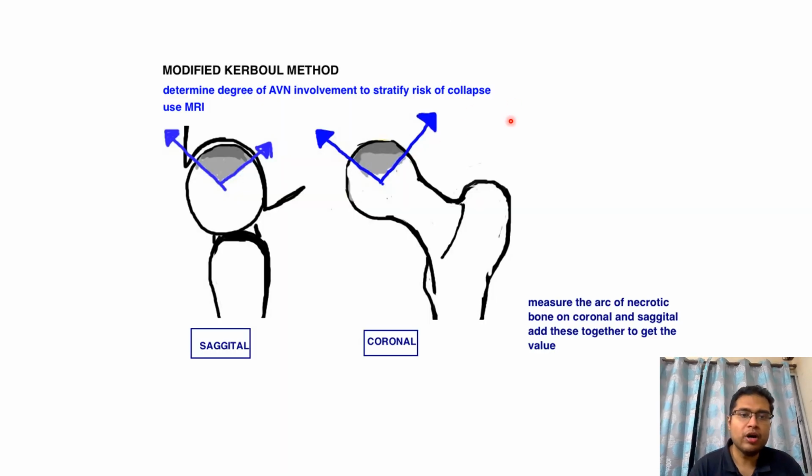Now coming to the modified Kerboul method or the necrotic index. Here is where sagittal images are also of use. I have discussed reporting of avascular necrosis in another video. The link to that video is there again in the description box.